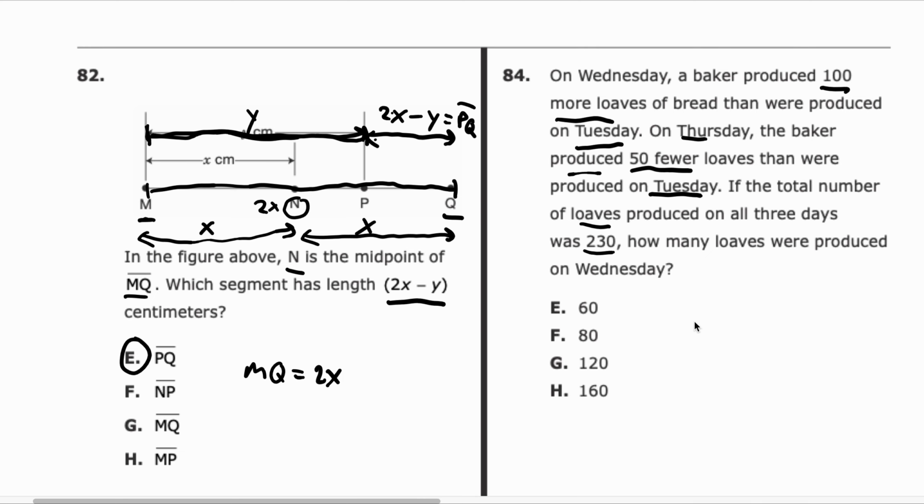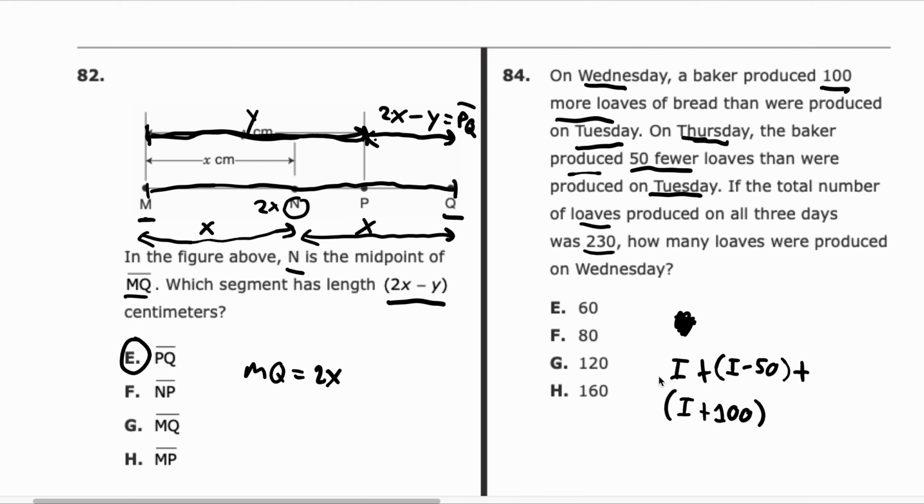Alright, so let's call the number of loaves that were produced on Tuesday I. So I is the number of loaves that were produced on Tuesday. And we're told that on Thursday, the baker produces 50 fewer loaves than on Tuesday. So that's I minus 50. And then finally on Wednesday, the baker produces 100 more loaves, so I plus 100, than were produced on Tuesday.